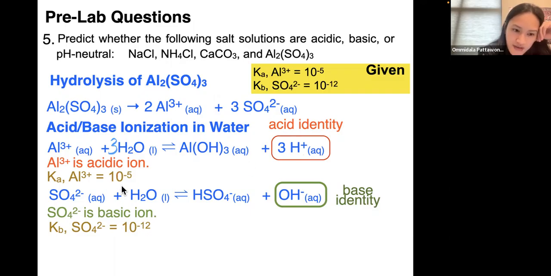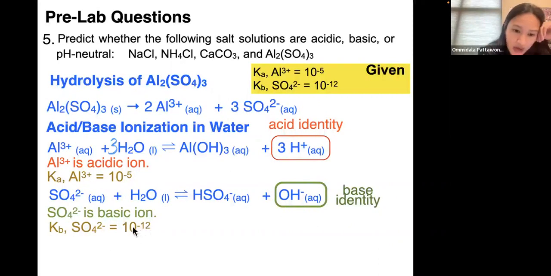Okay, so 10 to negative 5. Now the Kb tells us that if sulfate reacts with water, this is how much hydroxide ion would be produced. If you're looking at the equilibrium constant for these two, you probably recognize that the equilibrium constant of aluminum ion is actually greater than the sulfate ion, which indicates that at equilibrium, you actually have more of the proton than of the hydroxide ion, right?